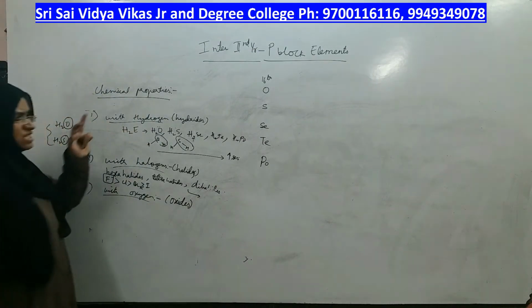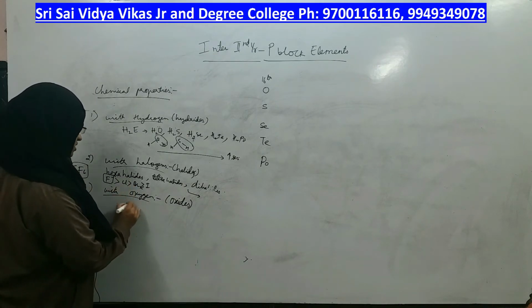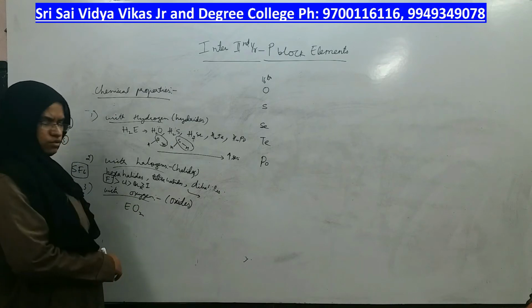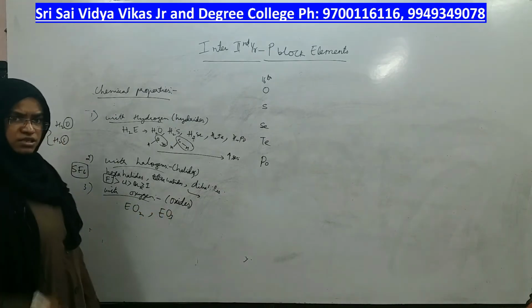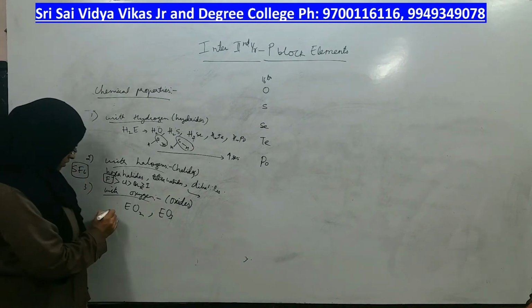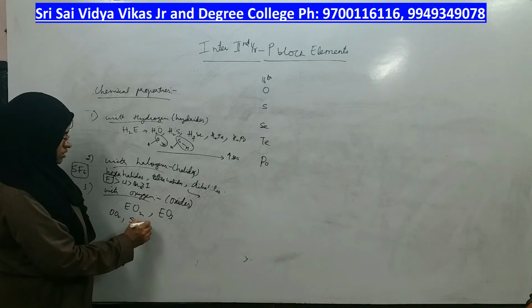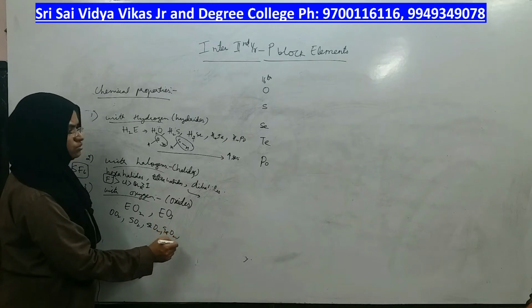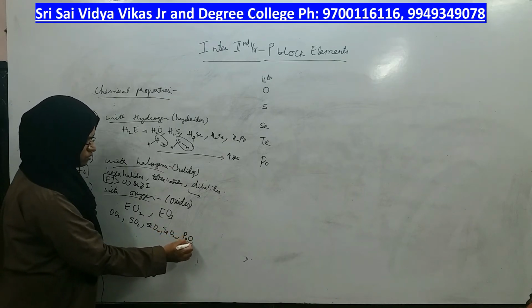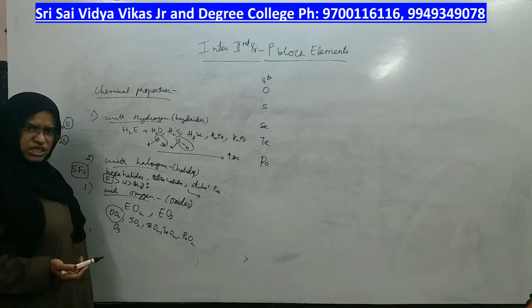Whenever a 16th group element combines with oxygen, they form two types of oxide. One oxide is EO2 and the other oxide is EO3. Substitute E. E can be O, S, Se, Te, Po: O2, SO2, SeO2, TeO2, PoO2. OO2 is nothing but what? Ozone, which is O3 only. O plus O2 together is O3, right?